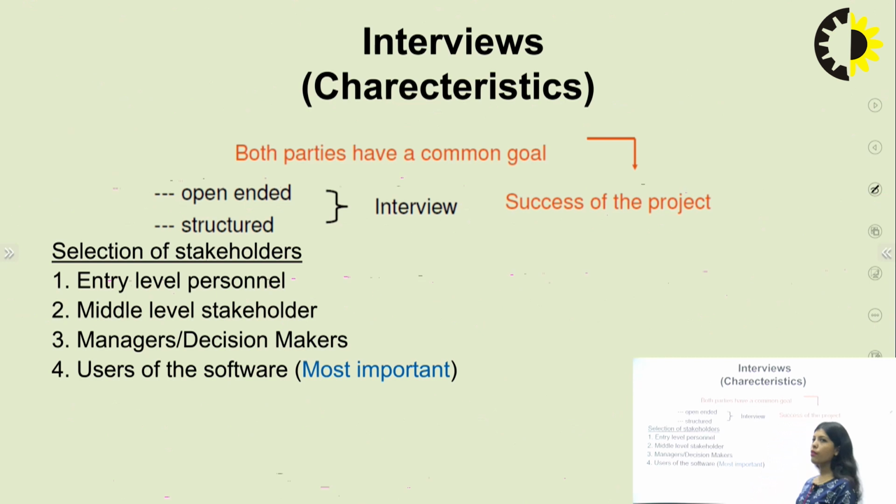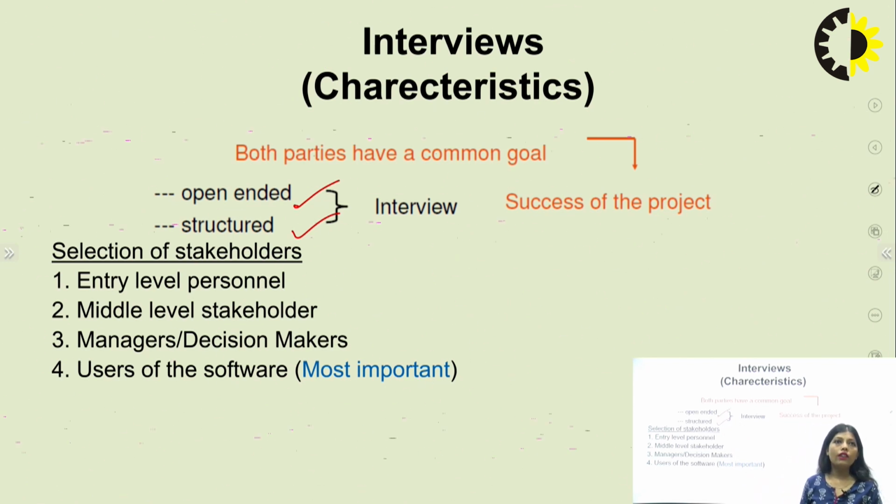So these are some characteristics. First, there are two parties in the interview. One is the interviewer and another one is the customer. So the interview can be an open-ended interview or a structured interview.